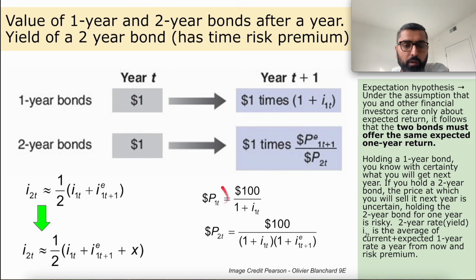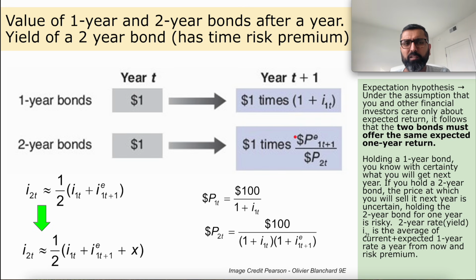And in a sense, if you want to look at the price and interest association, if you invest $100 and you get 1 plus i1t as the interest associated, where i1t is the interest of a 1-year bond, you get the price of a 1-year bond. Or you read this as the price associated with a 2-year bond and the expected price for a 1-year bond a year from now.